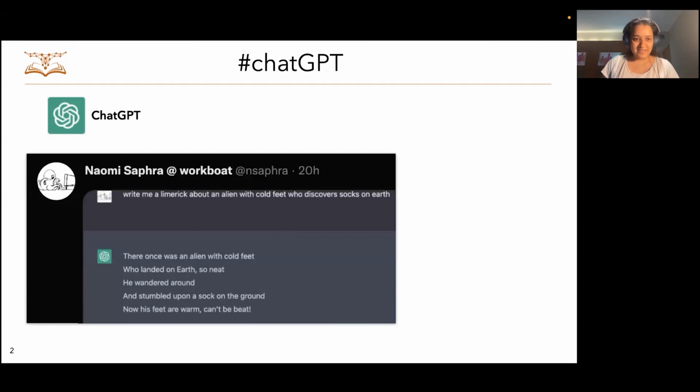So here, the prompt is, write me a limerick about an alien with cold feet who discovers socks on Earth. And ChatGPT spits out this nice little poem, which is, there once was an alien with cold feet who landed on Earth so neat, and so on and so forth. And what's interesting about this is, first, it knows what a limerick is, which is fine, but it also knows what rhyme scheme to follow, which is AABBA. So this was quite nice.